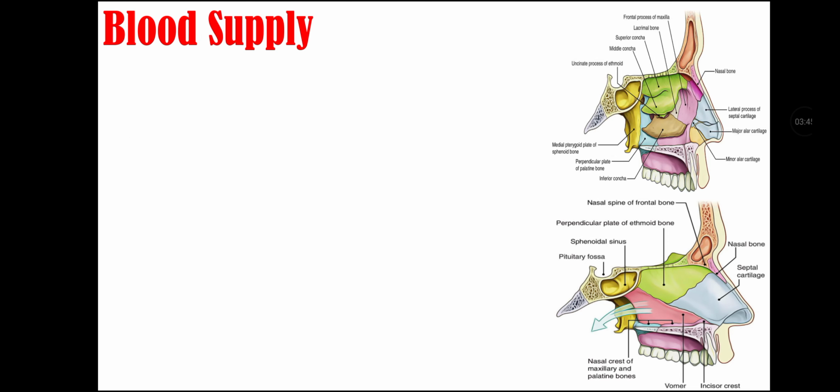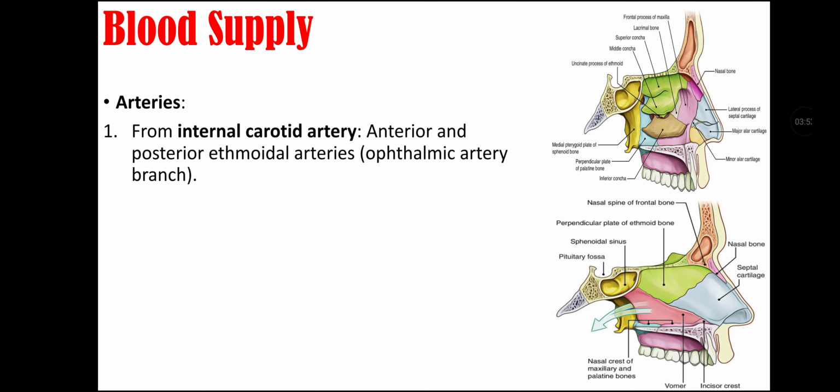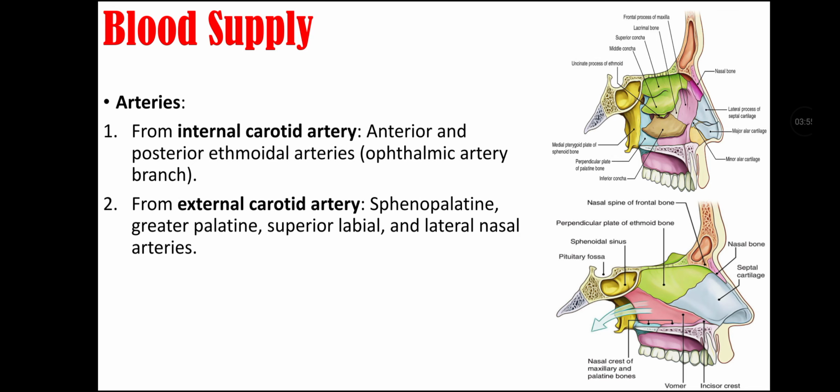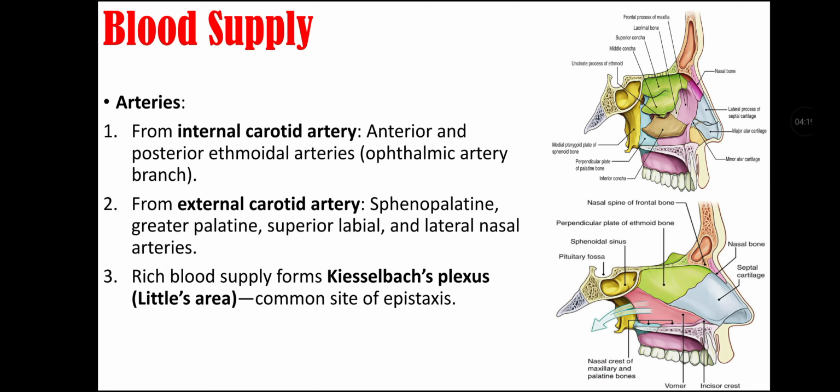Now let's talk about blood supply of nose. Blood supply of nose include arterial supply and venous drainage. Arterial supply of nose is by internal carotid artery and also by external carotid artery. Internal carotid artery branches that supply the nose include anterior ethmoidal artery and posterior ethmoidal artery that are the branches of ophthalmic artery. Then the blood supply from the external carotid artery branches include sphenopalatine artery, greater palatine artery, superior labial artery and lateral nasal arteries.